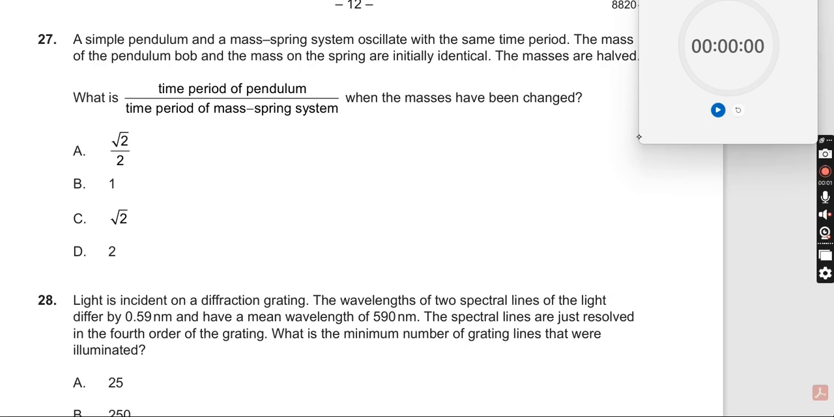Okay, let us move on to 27th question. Let me start the timer. A simple pendulum and a mass spring system oscillate with the same time period. The mass of the pendulum bob and the mass of the spring are identical.